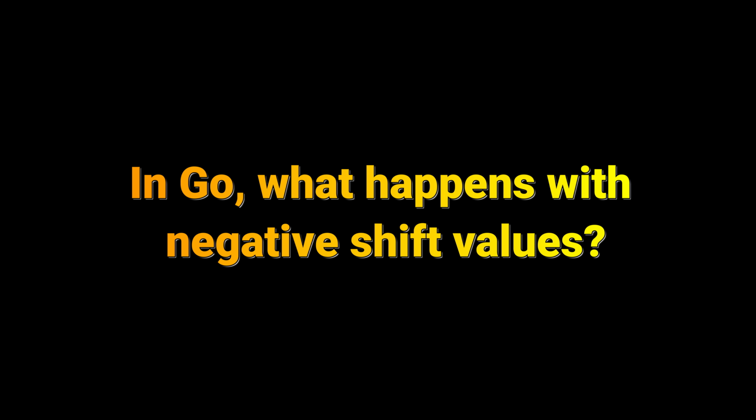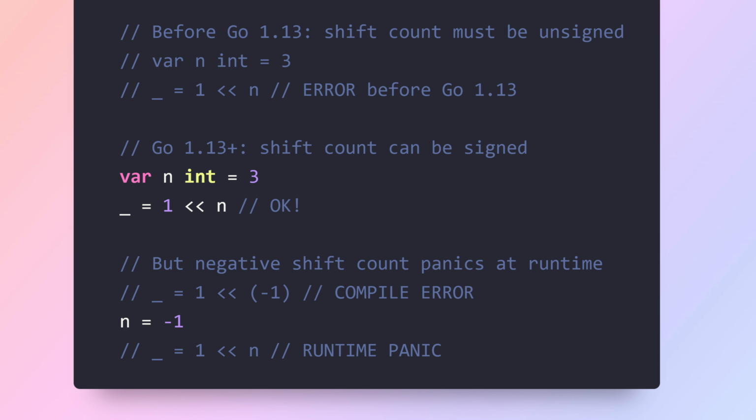Question: in Go, what happens with negative shift values? Since Go 1.13, the shift count can be a signed integer, like int, not only an unsigned type. This means you can write code like 1 shifted left by an int variable, and it works. However, if the shift value is negative, it is not allowed. A constant negative shift causes a compile time error, and a variable that becomes negative at runtime causes a runtime panic. So shift counts can be signed, but they must never be negative.